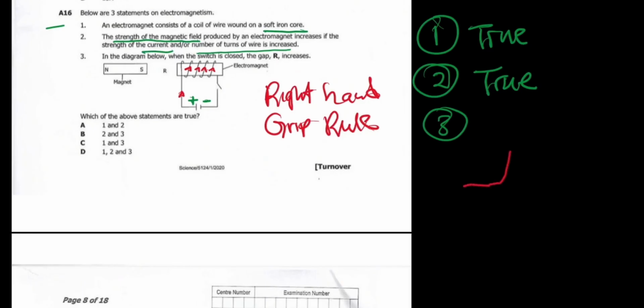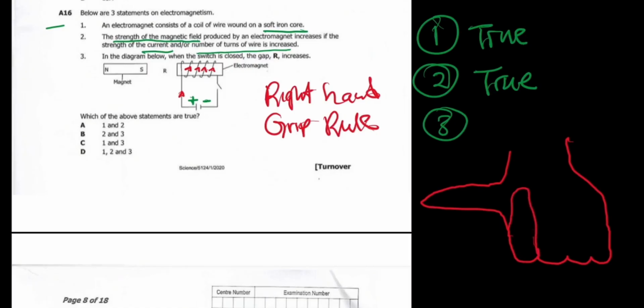So this is going to be your thumb. So your thumb is going to be like this. And here you're going to have your fingers. So this is your right hand. And when you look at your right hand, these are your fingers. Just make sure that we draw this at least with some clarity.